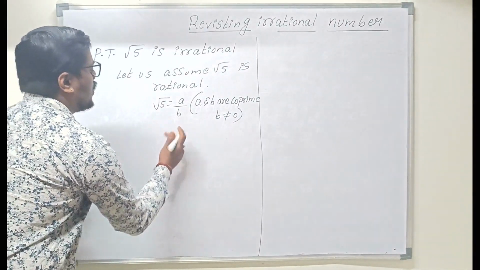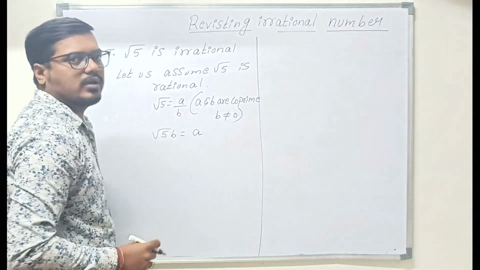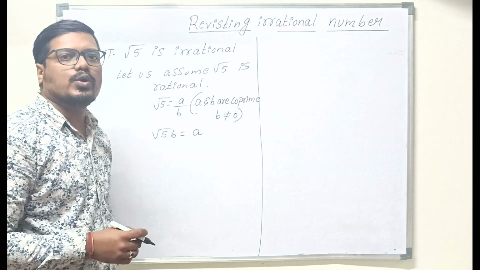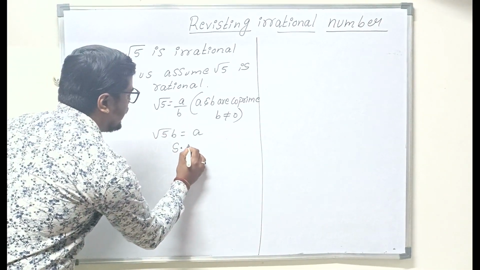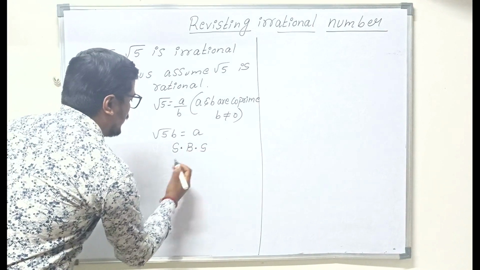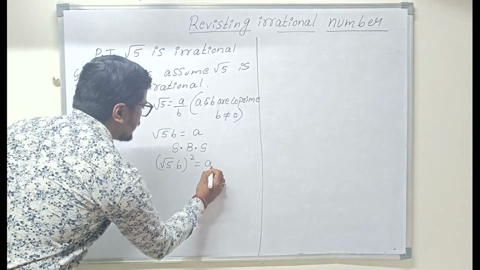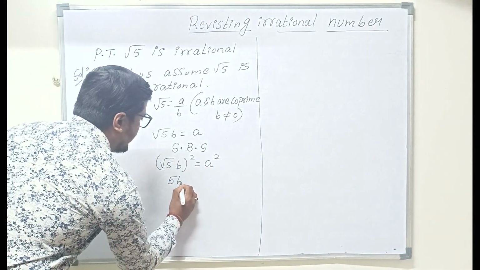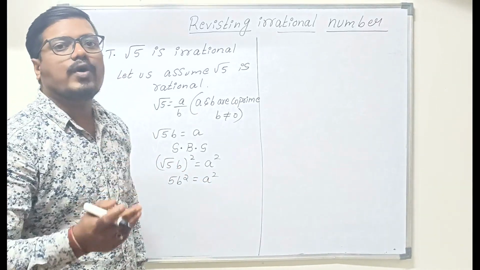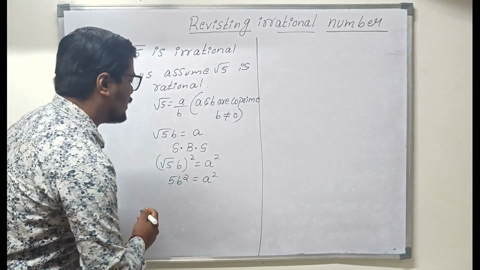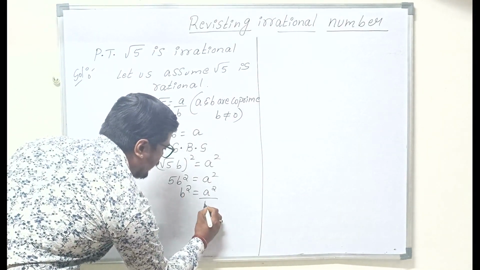Next step, we are going to cross multiply. Root 5 b equals a. Got it, children? Now we are going to square on both sides, that is, SBS. Root 5 b whole square equals a square. We get 5b square equals a square. So b square equals a square by 5.